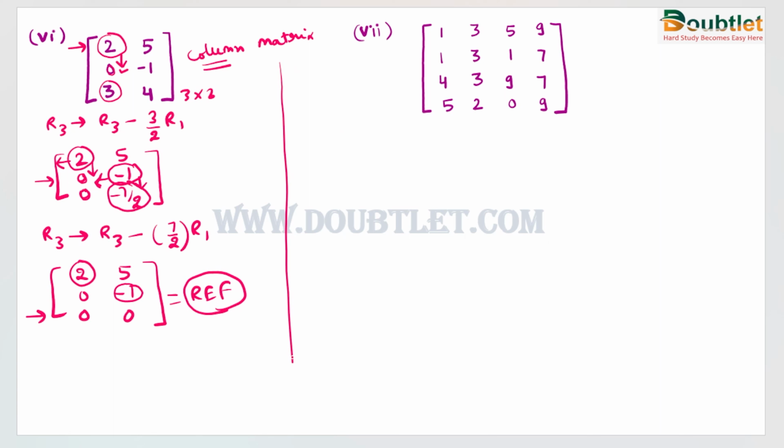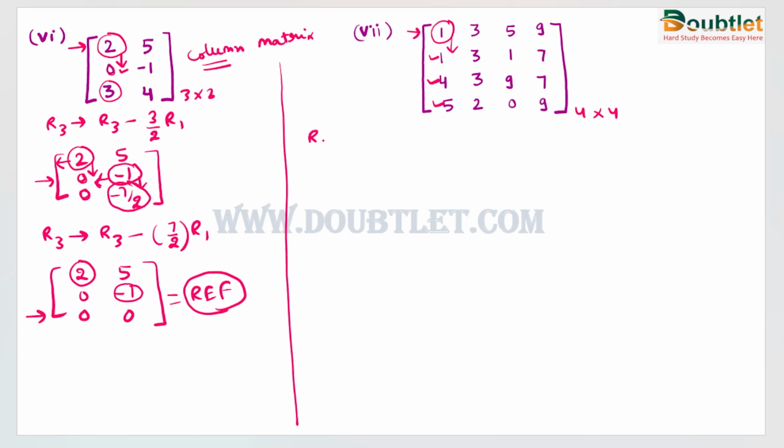Now we will take up the last case. This is a 4 cross 4 matrix. So first we can see that most of the elements are non-zero. So we do not need to interchange any row. So first we will check the first element in the row, this is the leading element, and we have to make all the elements below this, this one and this one, 0.